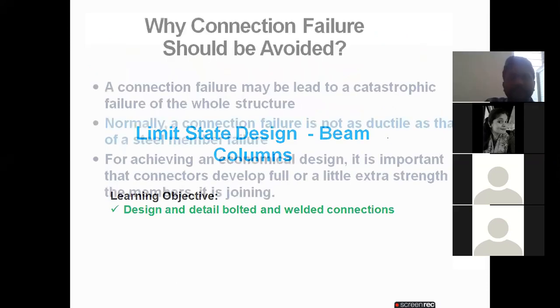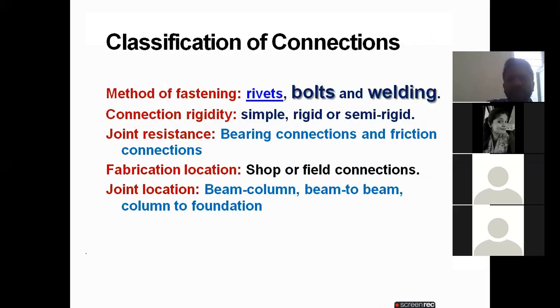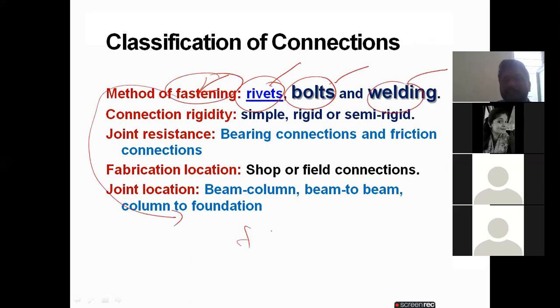Okay. So why should connection failure be avoided? A connection failure may lead to a, this concept is actually not needed. So this method of fastening, we call it rivets, bolts and welding. Fasteners or fastening means connections. In railway cases, if you take railway tracks, they call them fasteners. But anyway, in steel structures we directly call them connections.